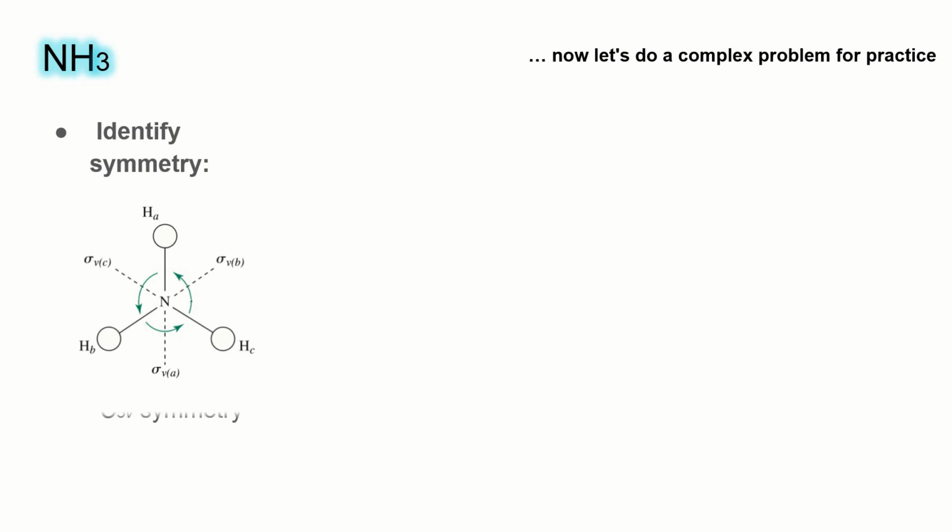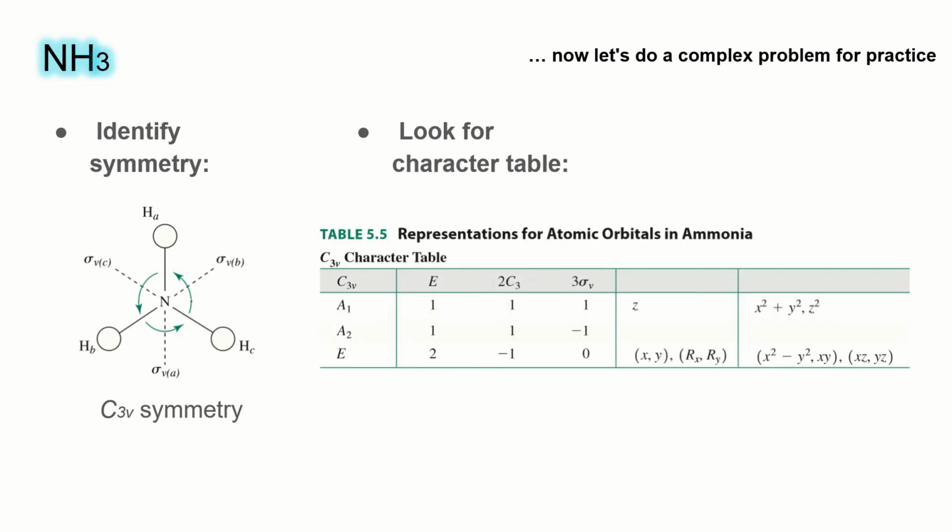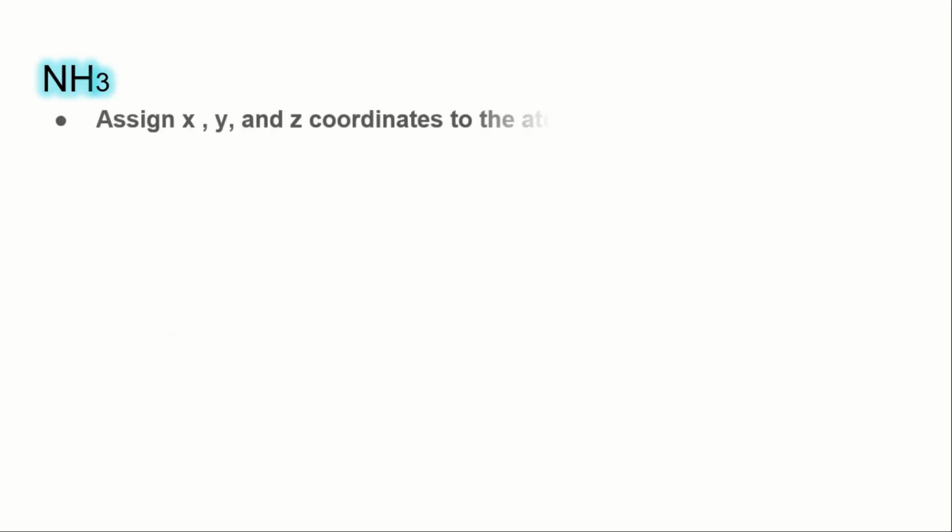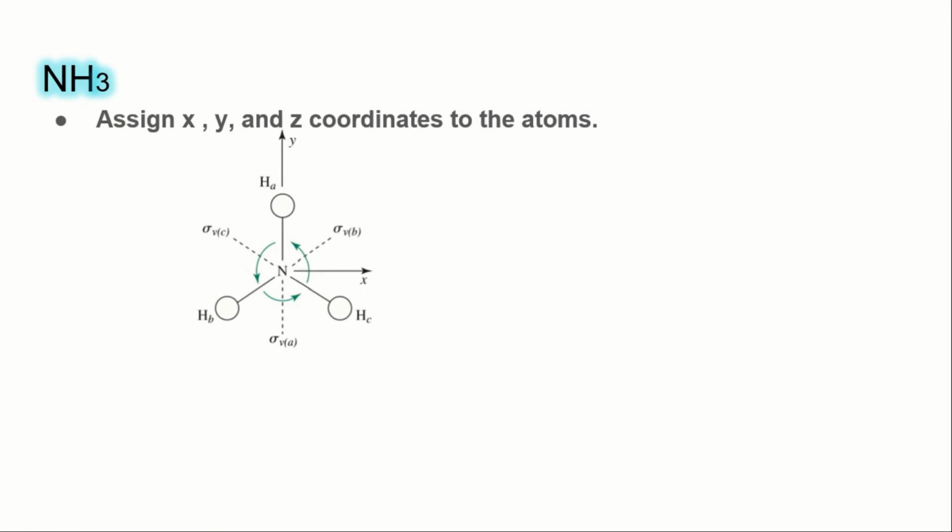So now we're going to work on a more complex polyatomic molecule. In this case, we've chosen to work on NH3. We can now look for the character table, which in this case would be this one. For the next step, we need to assign the x, y, and z coordinates to the atoms. Here, the molecule can be seen from the z-axis, and to appreciate the other coordinates more, this is the y and this is the x.